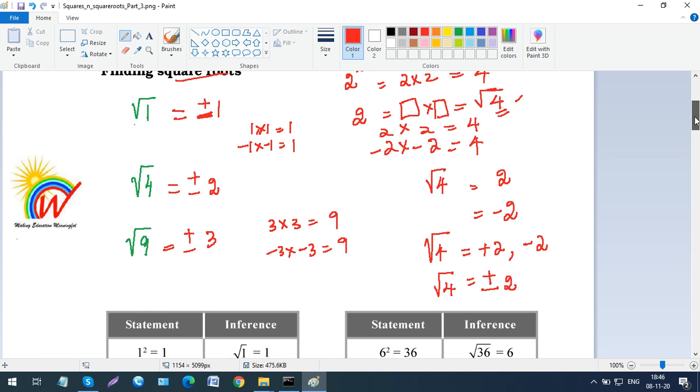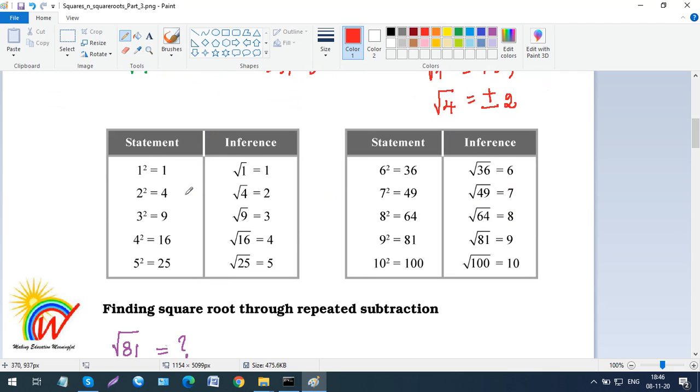So these are the table of square roots. 1 square is 1, so the square root of 1 is 1. 2 square is 4, so the square root of 4 is 2. 3 square is 9, so the square root of 9 is 3. 4 square is 16, so the square root of 16 is 4, and so on. Up to 100 I have given.